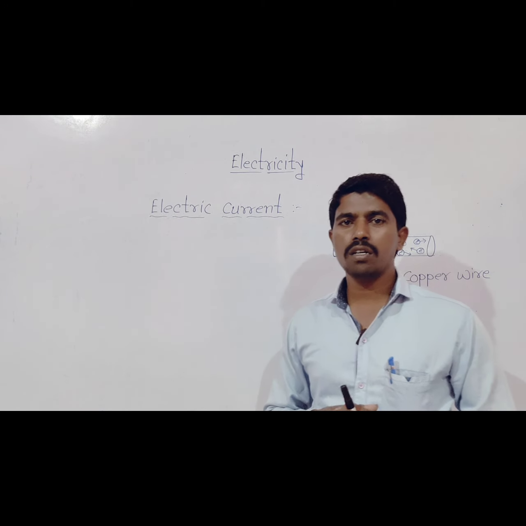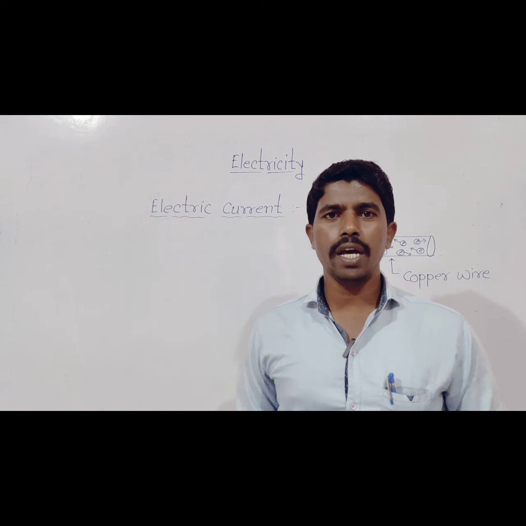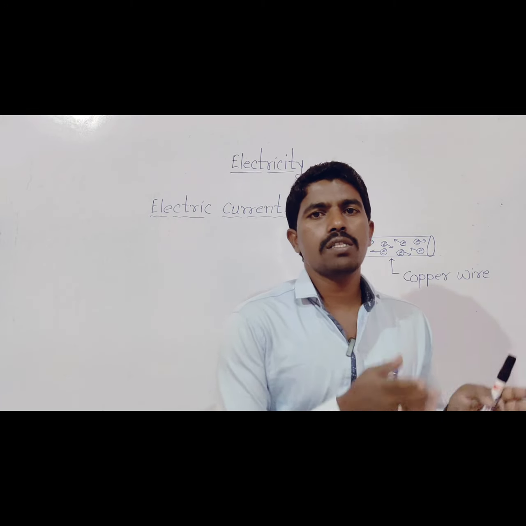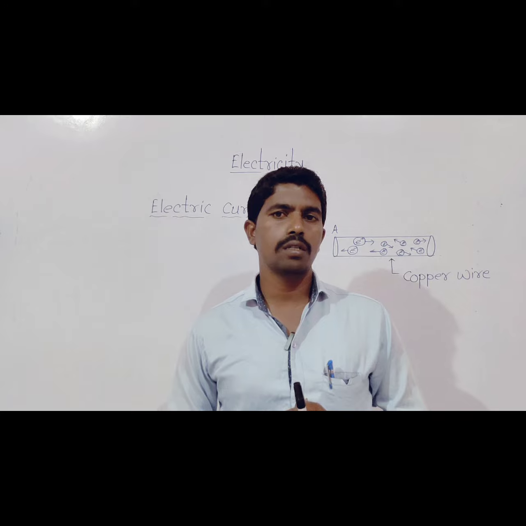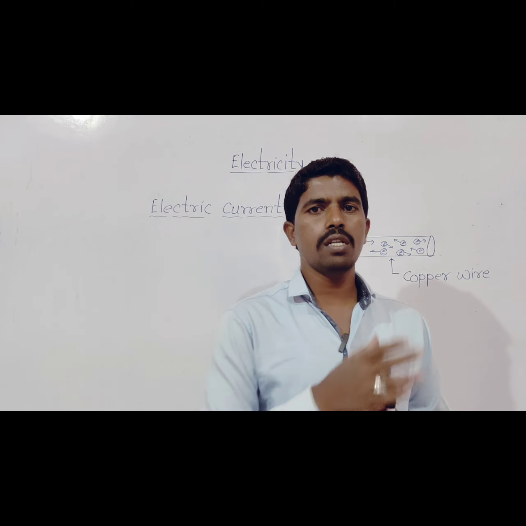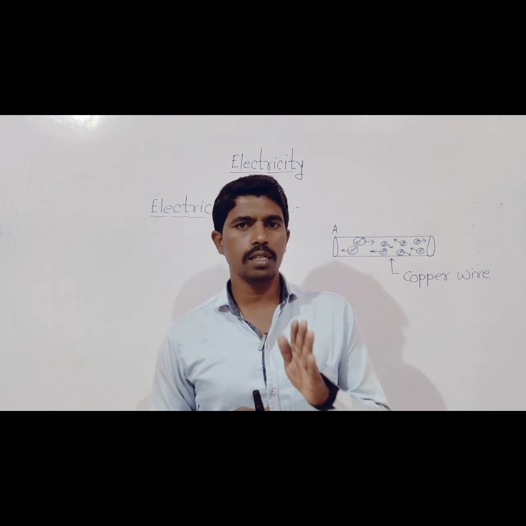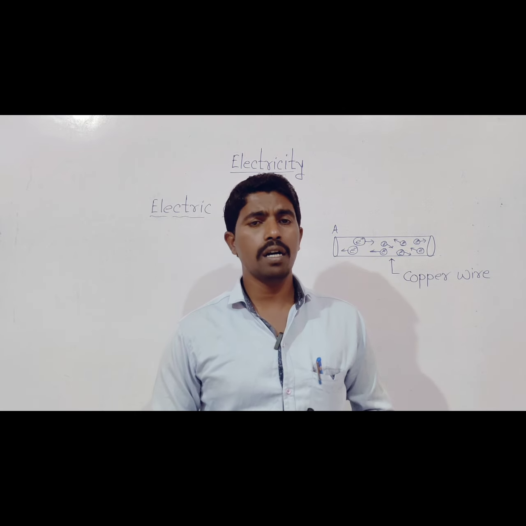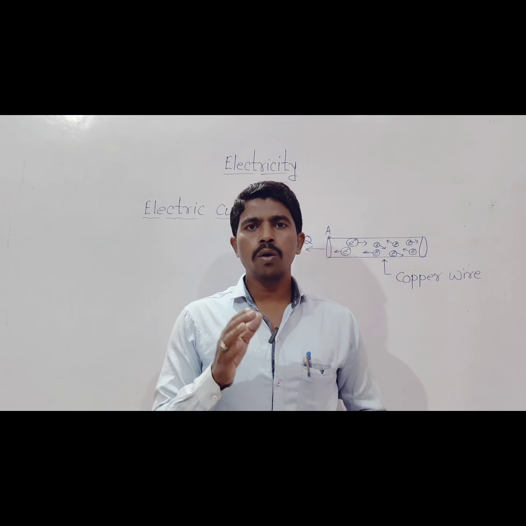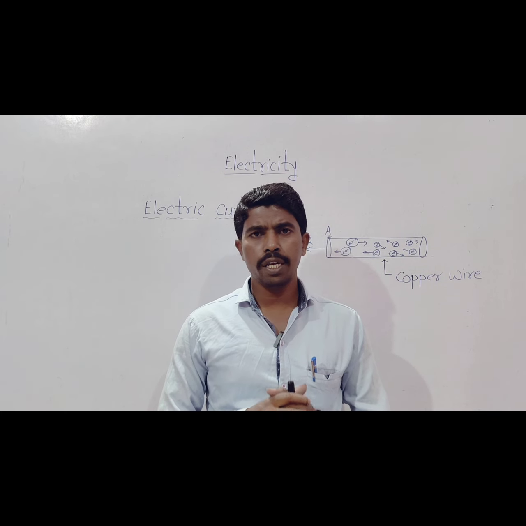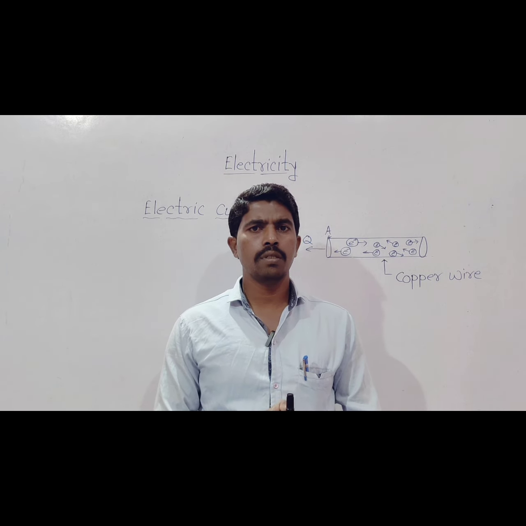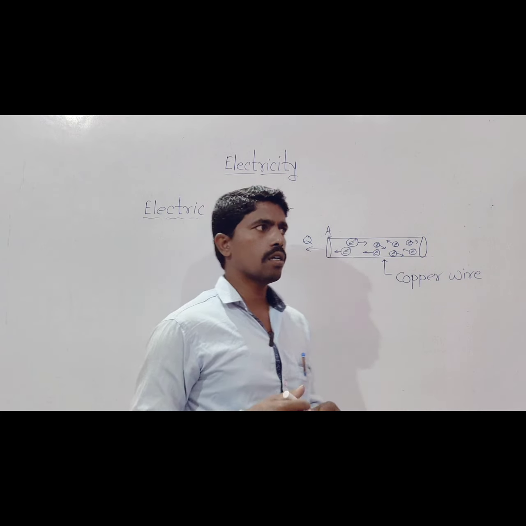What is the electric current? Generally we know that the flow of charges through the conductor is called as electric current. The flow of electric charges through the conductor is called as electric current, and also as we know that the amount of charges passing through the particular cross sectional area in unit time, that is called as electric current.